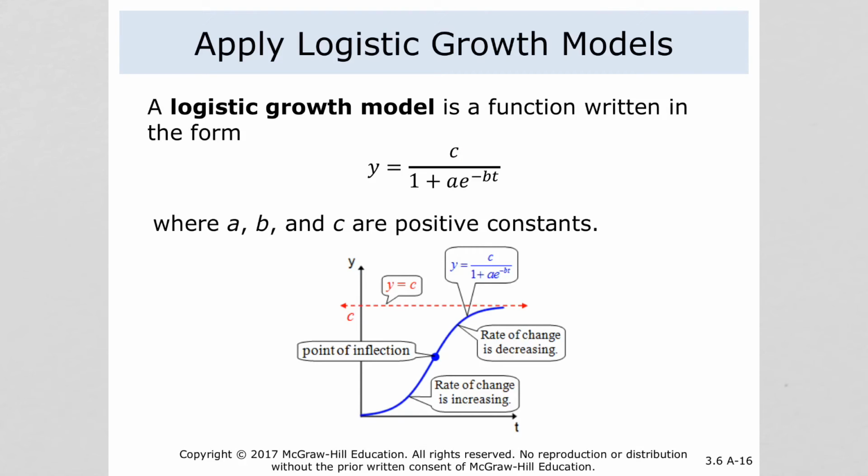And if you graph y equals C, it's a horizontal line, then you can see that this logistic growth model will get closer and closer and closer to what is actually a horizontal asymptote. It will never reach it. So we'll never quite get 100,000 bunnies on that island.